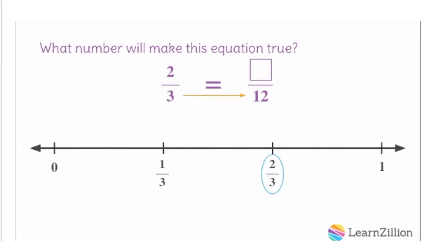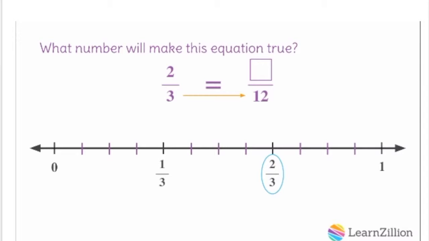12ths tells us that we need 12 equal parts to make the whole. 12 is more than 3, so I know I need to partition each segment an equal number of times so that I still have equal parts. I know that if I partition each third into 4 equal parts, it'll give me 4, 8, 12 equal parts to make the whole, or 12ths.